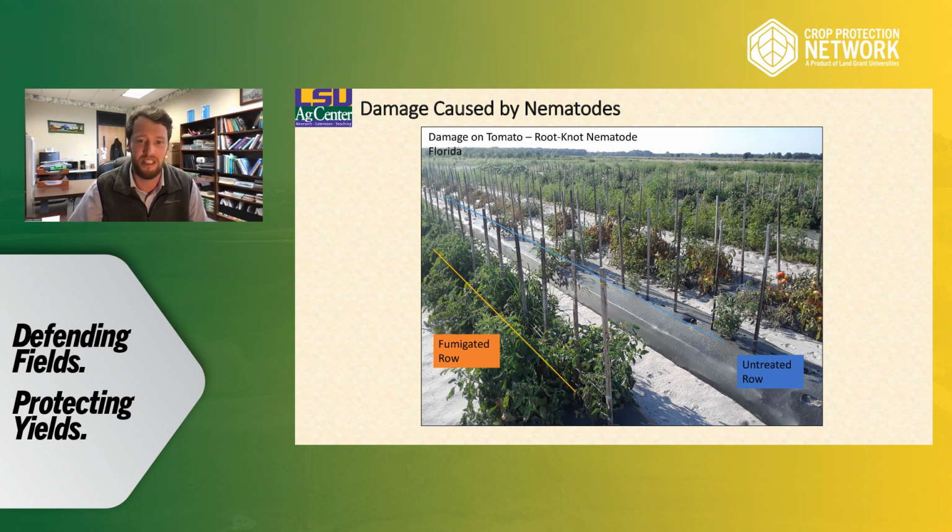And it's like night and day. The plants on the left that grew in fumigated soil are looking pretty healthy. Plants on the right, not so much. We really didn't yield anything out of the untreated soil. So it just goes to show the level of damage that root knot nematode can cause on tomatoes and other vegetable crops.